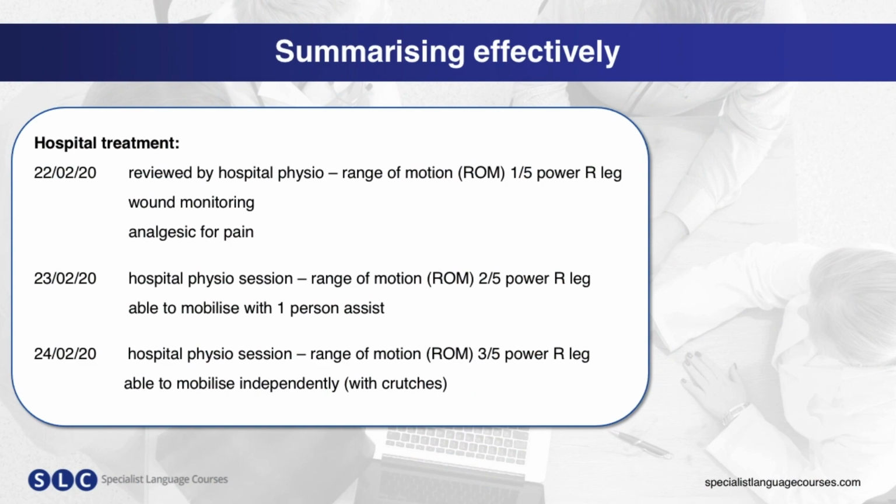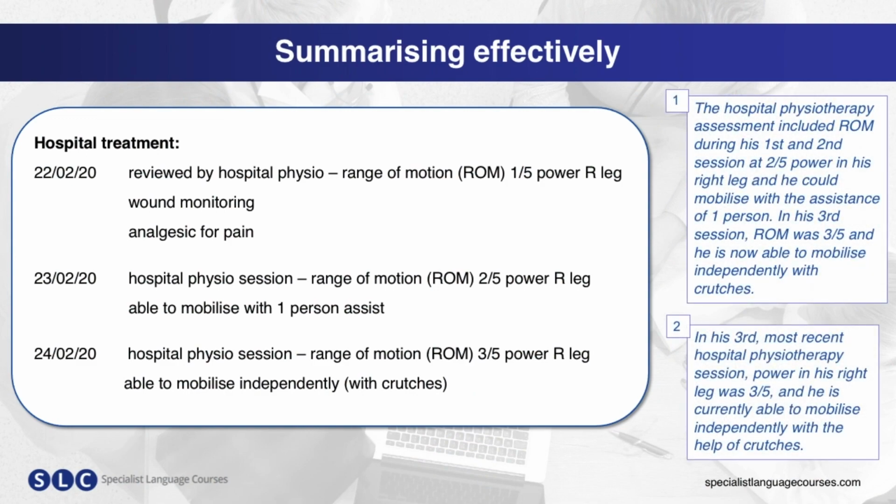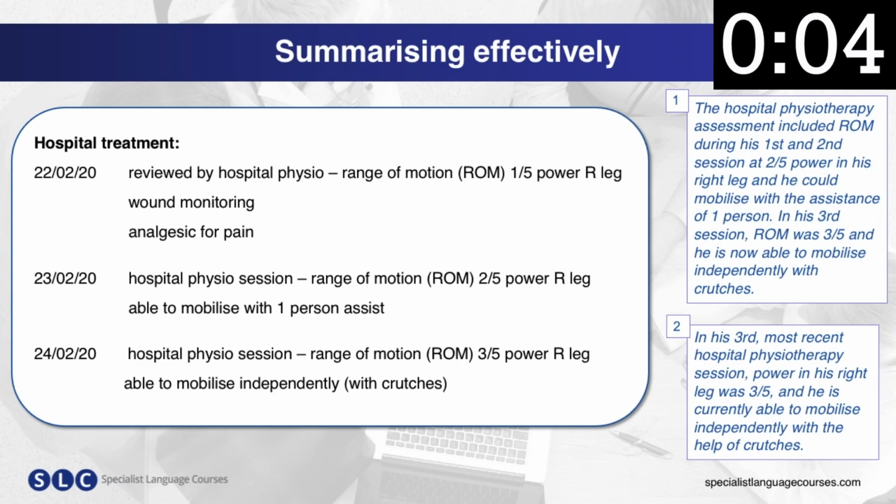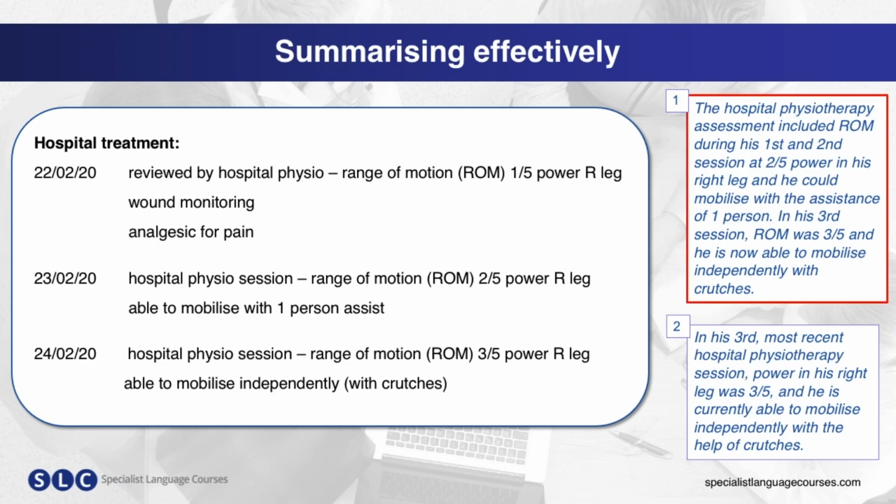Let's take a look at another example. Take a look at these two examples. Which one do you think has been summarized more effectively? Well, the first paragraph doesn't summarize the information from hospital treatment. Details are given to the reader of every physiotherapy session and details of mobility that is no longer current. And these details distract from the patient's current situation, which is what you don't want to do. The second paragraph conveys the key information to the reader clearly without any unnecessary details.